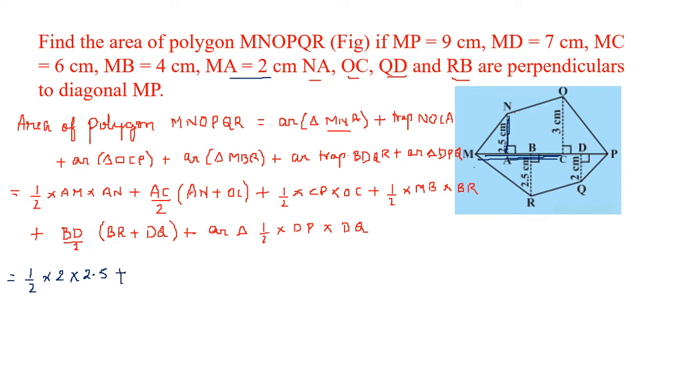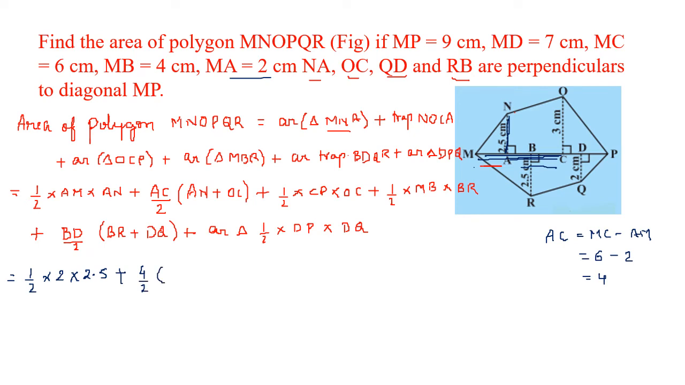MC minus MA. So from MC, if you minus MA, you will get AC. You will write here AC equal to MC minus MA. MC is given 6, AM is given 2, so 6 minus 2 is 4. So I will write AC as 4 upon 2.